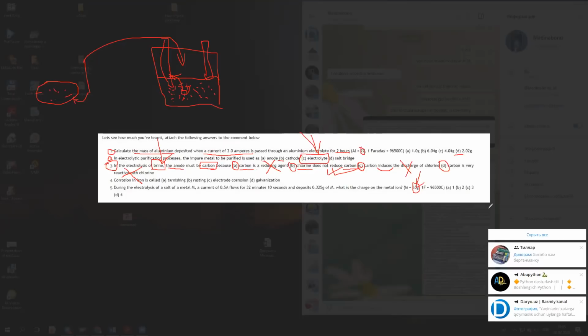Do I have to find the metal? You have to find the charge of the metal. You know the metal because it is 65, which is zinc. Understood.